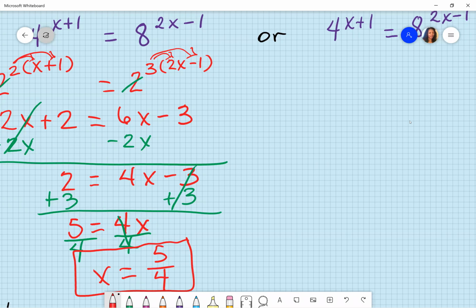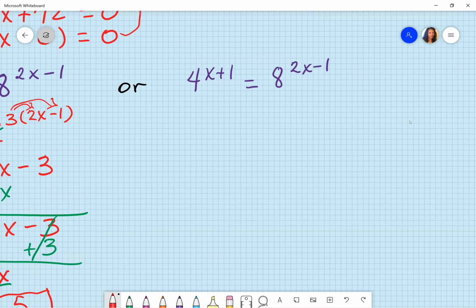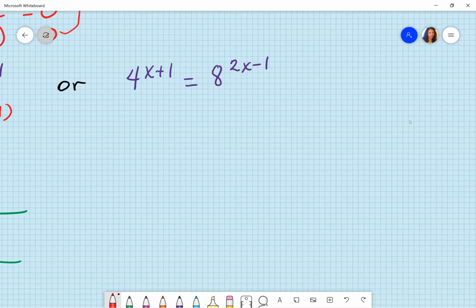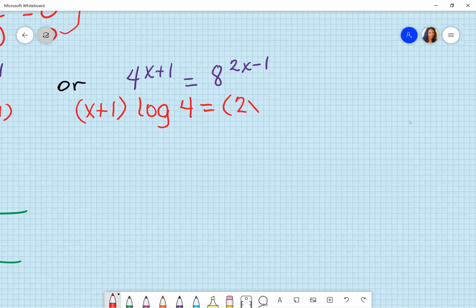And now let's go over to my other way. This way is a little bit more tedious, but you need to know how to do it because sometimes you can't rewrite these. If you can't rewrite it, you need to know your properties. The property that you would use is your power property, which tells you to move your exponent to the front, write log, and then whatever your value is, in this case 4, and do the same thing over here. So whatever my power or my exponent is, that's going to go out front.